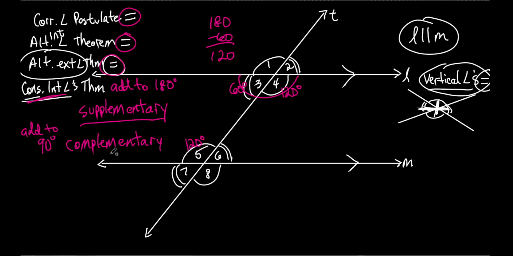Some people have a difficult time remembering which one's which. Here's how I remember it. It's kind of a dumb way to remember it, but this is how I remember it. Okay? 90 comes before 180. Would you agree? C for complementary comes before S for supplementary. So how do you know which ones go together? The 90 and the C go together. The 180 and the S go together. Did that make sense? That's how I remember it.